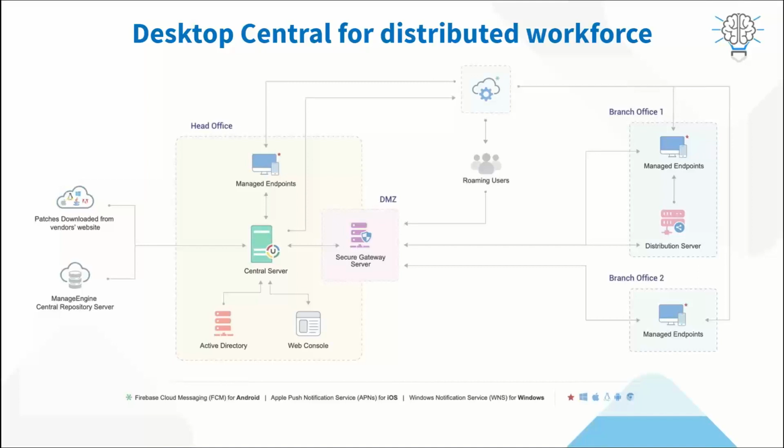And when it comes to remote locations, we have a component called distribution server, which is used to throttle the bandwidth for the data traffic between the Desktop Central server and the remote location. You will be able to manage all your mobile devices using the secure gateway server as well. And with Desktop Central, you can manage multiple domains as well as workgroups. You can also deploy a configuration targeting an Active Directory group or an organizational unit. So this is the architecture on how Desktop Central works in managing and distributing the workforce.